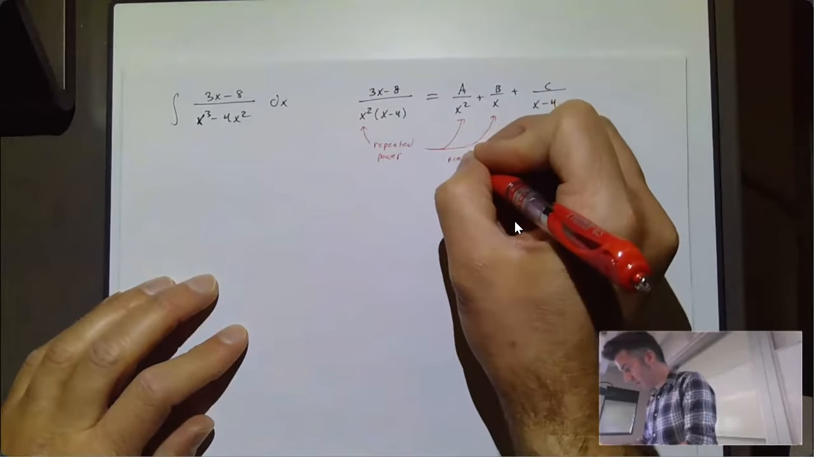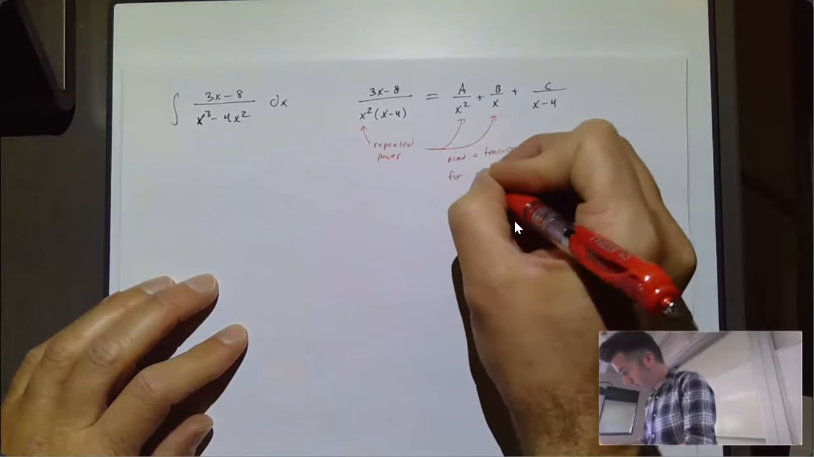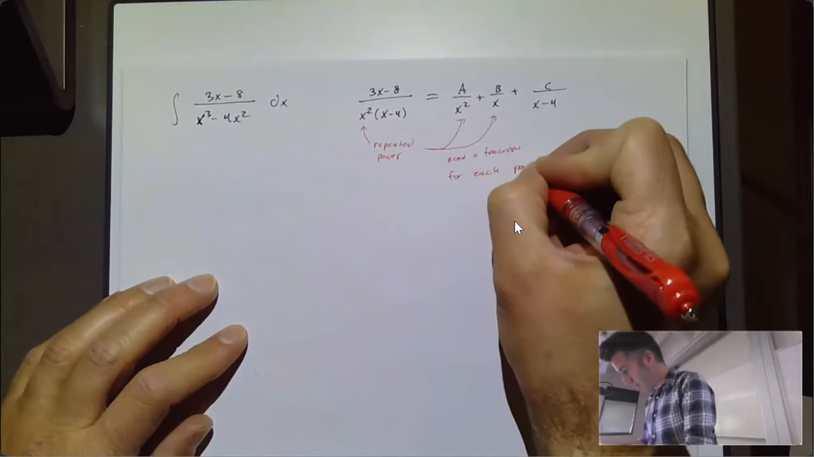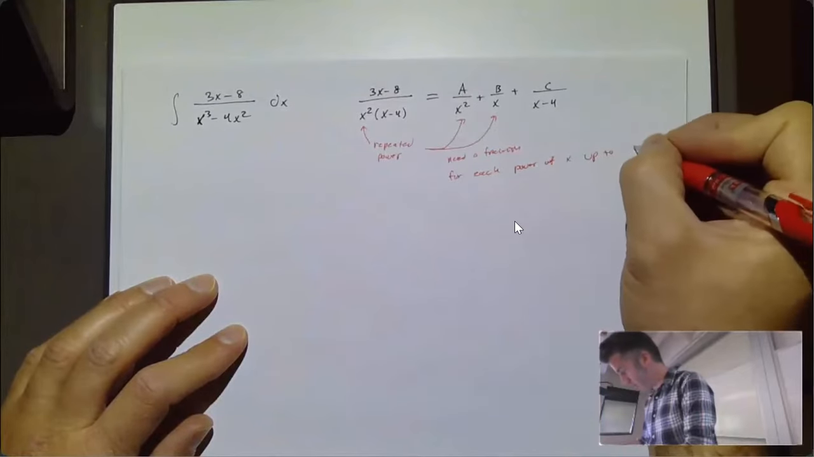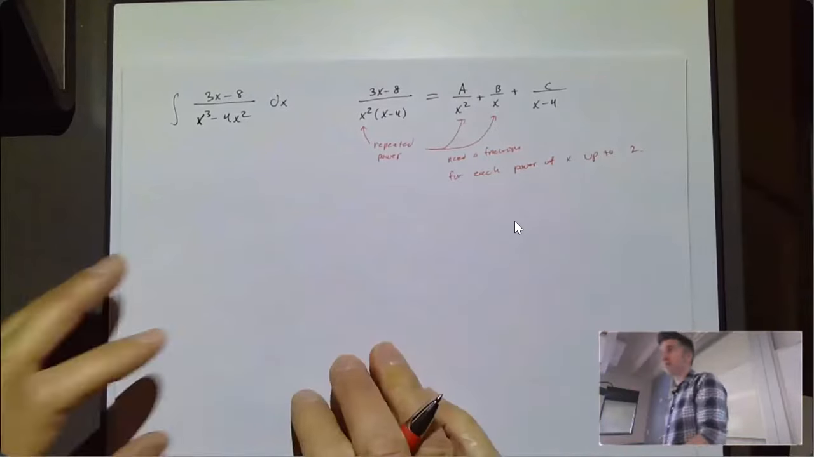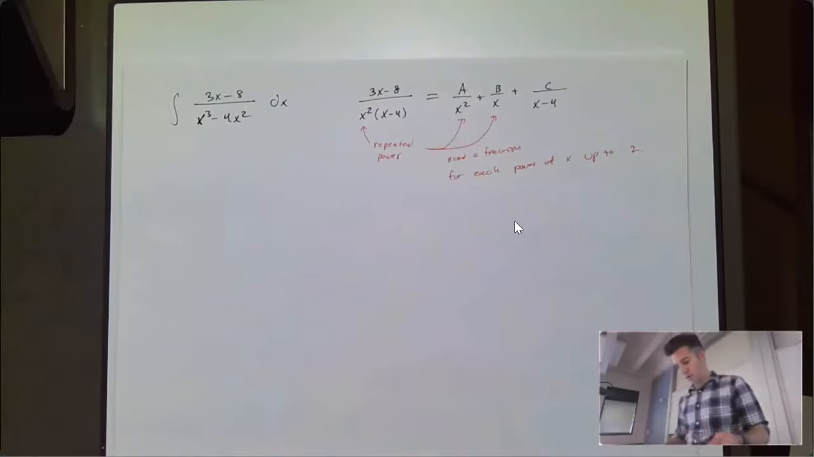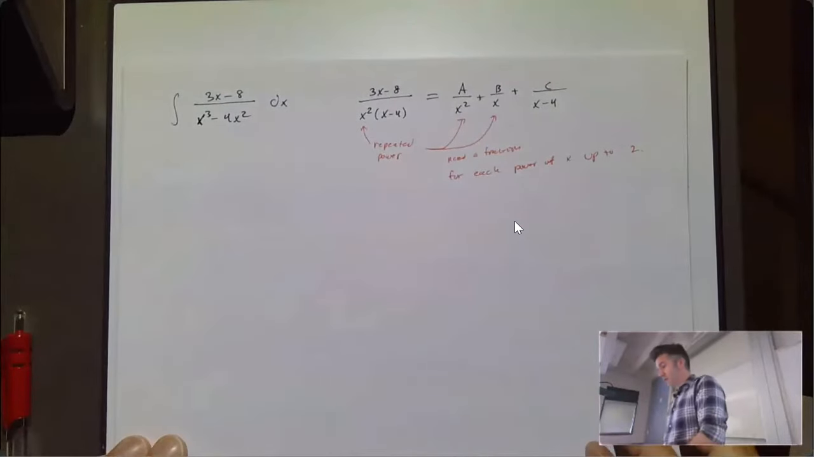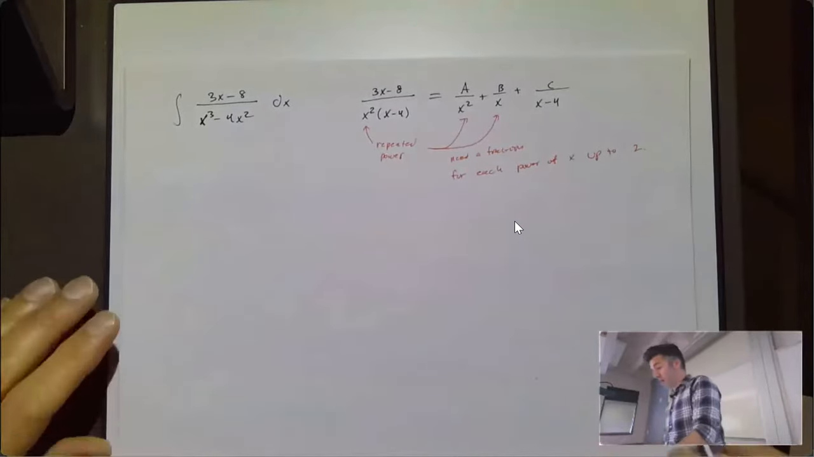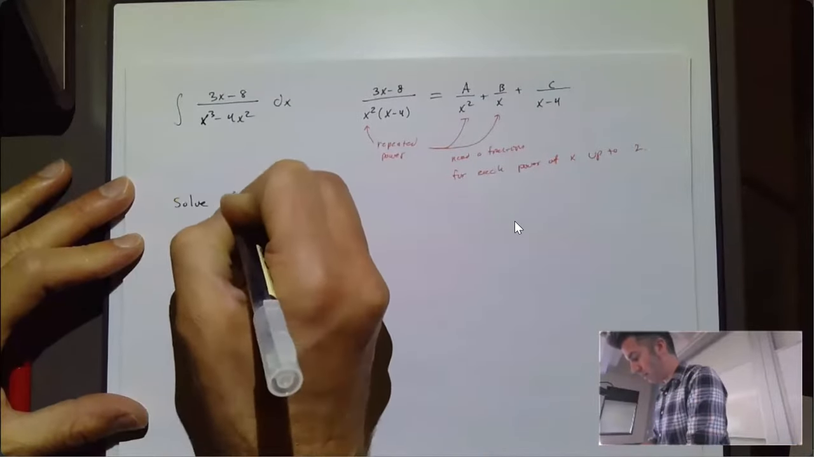So I need a fraction for each power of x up to the second power. So x to the first, x squared. We'll do this one, then we'll talk about stuff. So then we're going to do the same sort of thing, right? I'm trying to solve for A, B, and C.